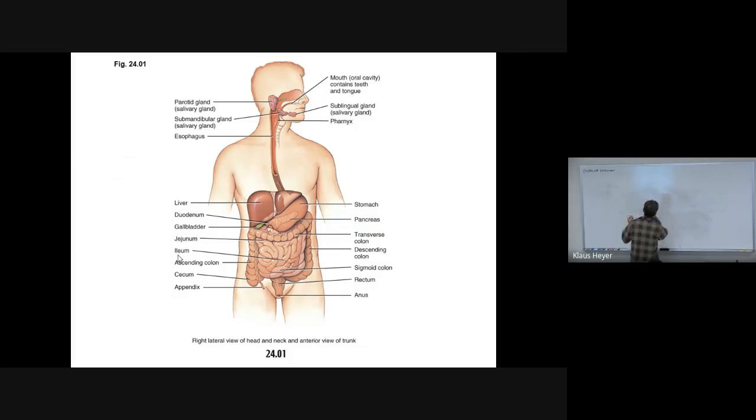So there's 2 parts to the digestive system. One part is called the GI tract. That stands for Gastrointestinal Tract. It's a tube. It just starts with a mouth and ends with an anus. It's just one tube going all the way through. And then you have accessory organs.